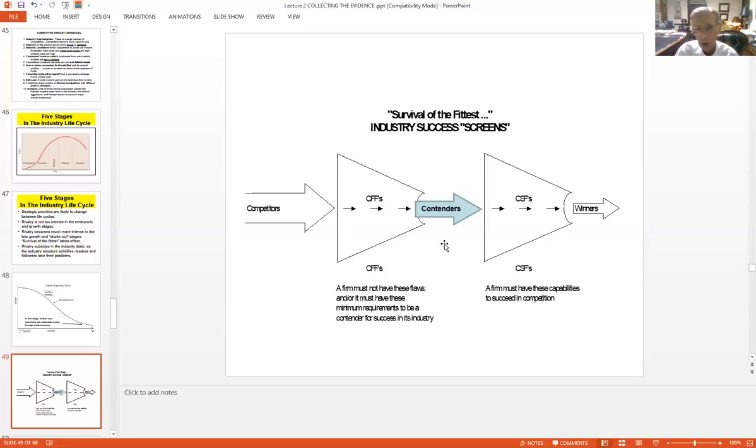Now, strategic management textbooks love to talk about critical success factors. Rarely, if ever, do they talk about critical failure factors. And yet it's the critical failure factors that account for firms falling away during the shakeout phase. So you need to be aware that they exist.